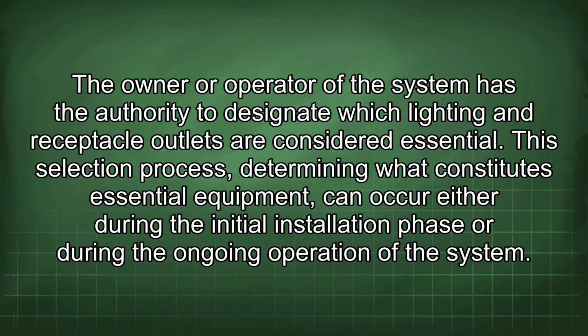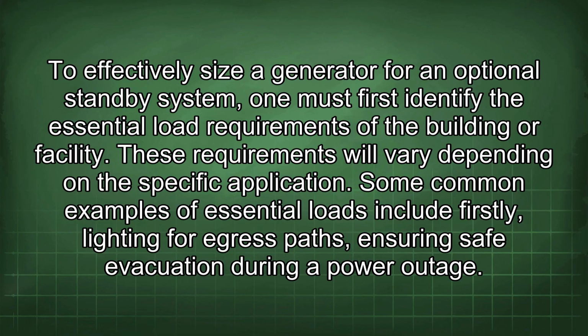The owner or operator of the system has the authority to designate which lighting and receptacle outlets are considered essential. This selection process, determining what constitutes essential equipment, can occur either during the initial installation phase or during the ongoing operation of the system. To effectively size a generator for an optional standby system, one must first identify the essential load requirements of the building or facility. These requirements will vary depending on the specific application.